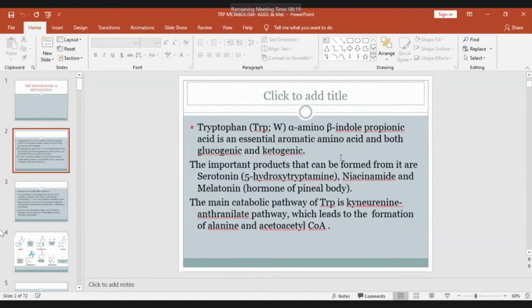So it is an essential aromatic amino acid and both glucogenic and ketogenic. The important products that can be formed from it are serotonin or 5-hydroxytryptamine, niacinamide and melatonin, hormone of pineal body. The main catabolic pathway of tryptophan is kynurenine anthranilate pathway, which leads to the formation of alanine and acetoacetyl-CoA. So because alanine is formed, it is glucogenic. Because acetoacetyl-CoA is formed, it is ketogenic. That's why it is both glucogenic and ketogenic.